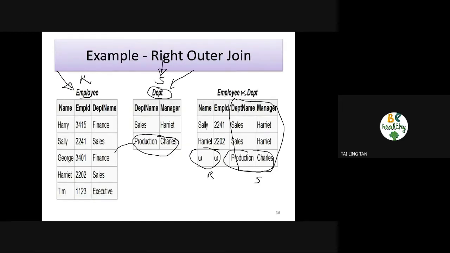We want to show everything of this S, the department. If there is nothing, let's say production in S, it is okay, we just want to show it. Don't worry. For this part, we have this department production and a manager Charles, but there is no employee working under this manager. It's okay. So this is a leader without a subordinate.